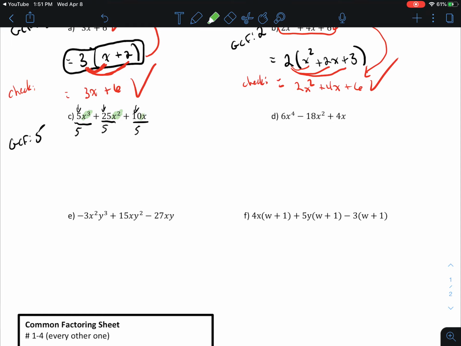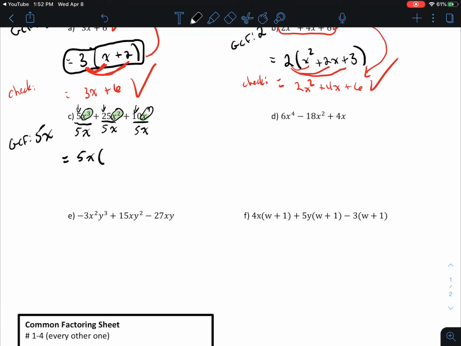Now I also see x's in all 3 of these. Right, so the way it works though is I can only take out the number of x's of the lowest number. So by that I mean in this one here, there's 3 x's, then there's 2 x's, and then there's 1 x. I can only take 1 x out. Okay, so your greatest common factor is 5x.